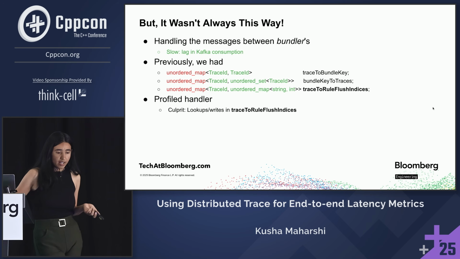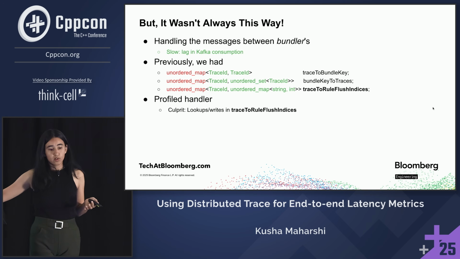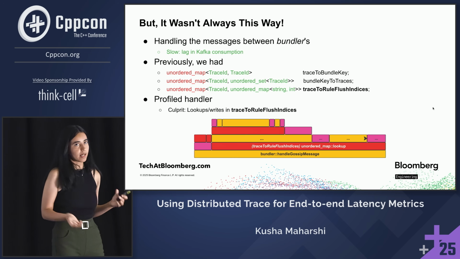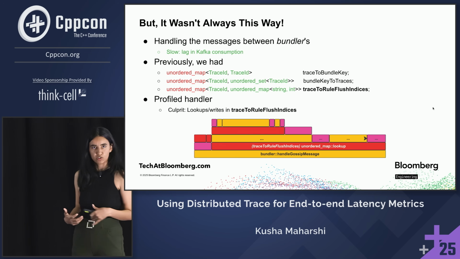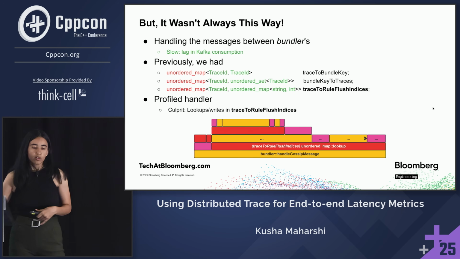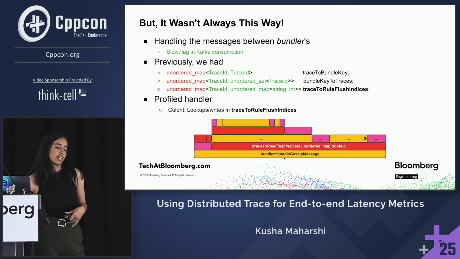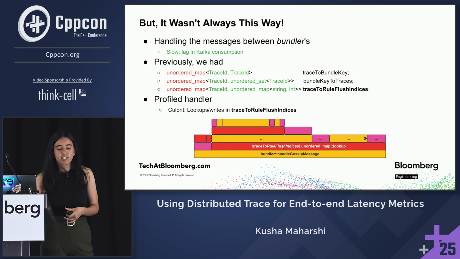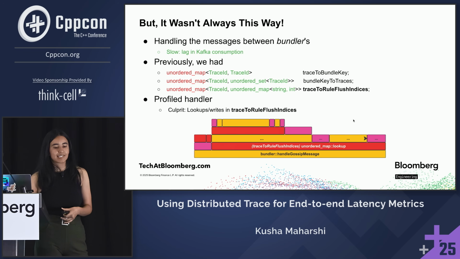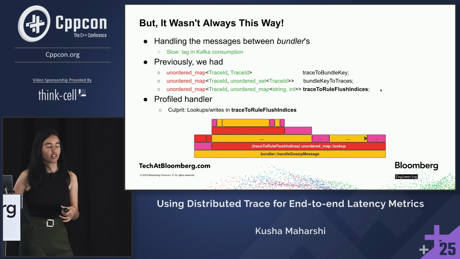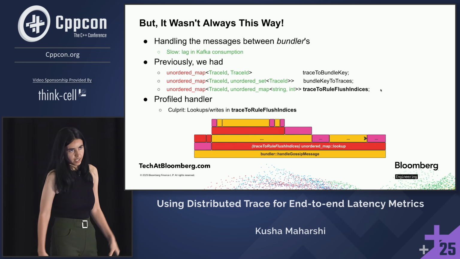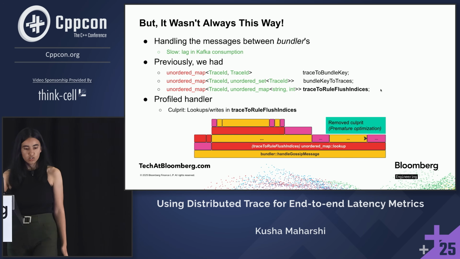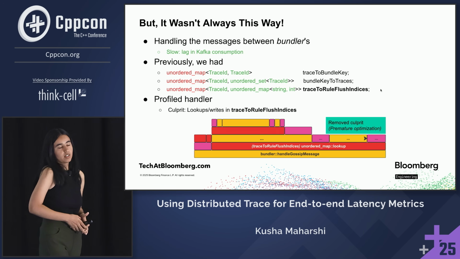Now, as a result of that, because it was so slow, we ended up profiling using perf and then viewing it as a flame graph, that bit of code that's handling these gossip messages coming in. And we noticed that most of the time in handling these gossip messages was just getting spent on doing lookups and writes in this trace to rule flush indices unordered map. And that's when we realized that this actually is a premature optimization, and we removed it.